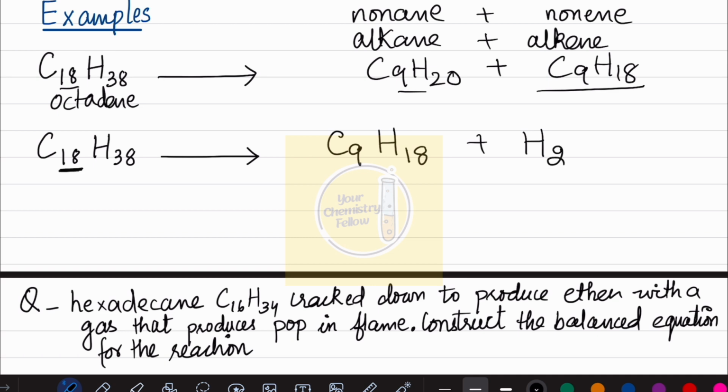There must be 18 carbon atoms on both sides. So I multiply nonene by 2. The carbon atoms now will become 18 and hydrogen atoms will be 36. So 36 plus 2 hydrogen atoms from hydrogen makes the total hydrogen atoms 38 here, as there are 38 on the other side.